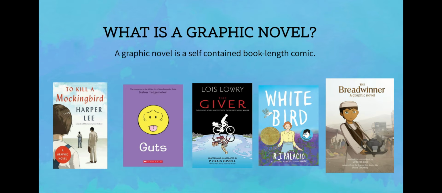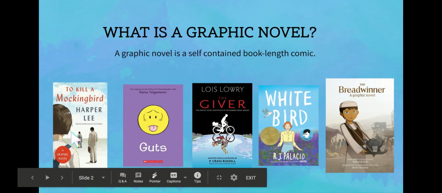A graphic novel is a self-contained book-length comic. Some of you may have seen comic books like Superman or Archie comics, which Riverdale is based off of. I know a lot of you like that show. Those are comics because they're short issues, while graphic novels are more book length, and they have literary elements. For instance, To Kill a Mockingbird is also in graphic novel form.